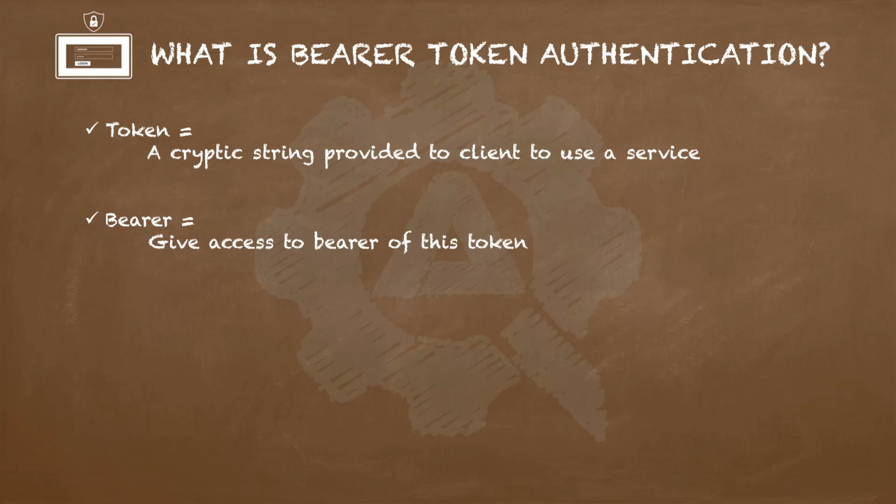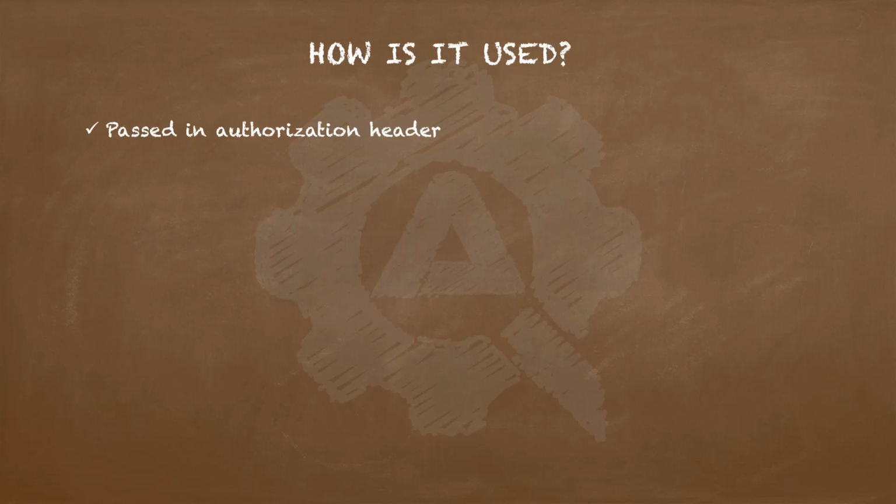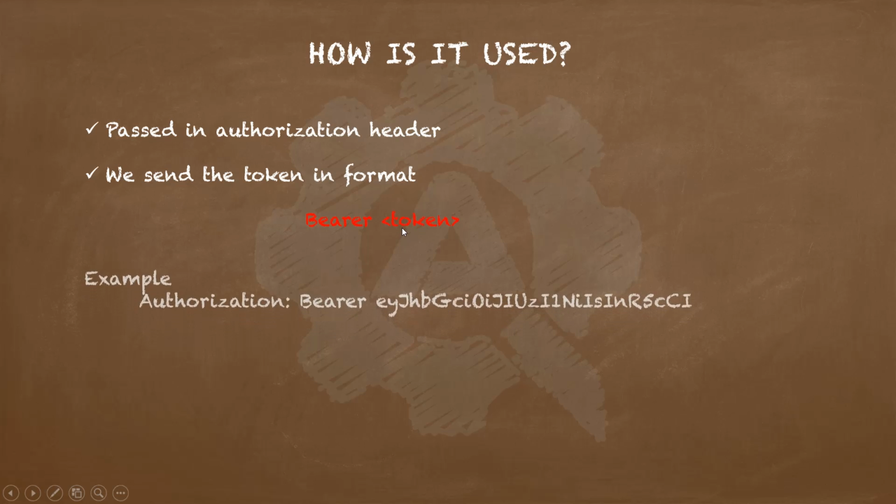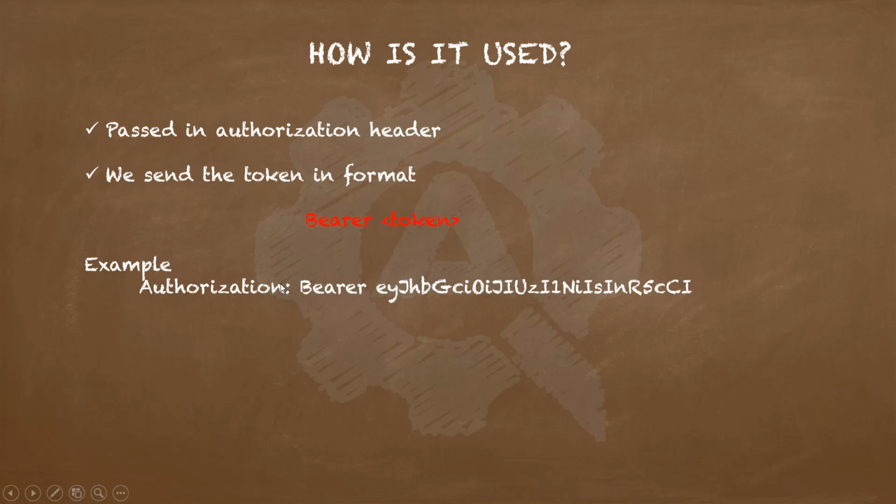And how is this bearer token used? So the bearer token is passed in the authorization header. The format in which we pass it is we specify the keyword bearer followed by the token that is provided to us. For example, this is the authorization header and this will be the value that we will be passing for bearer token authentication, the bearer and the token, which is a random string.